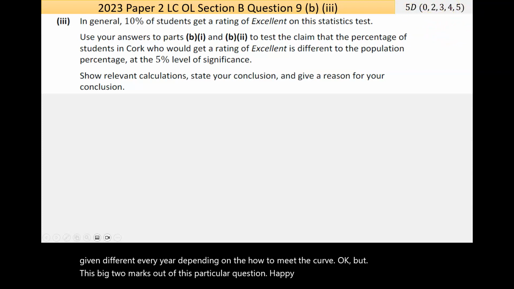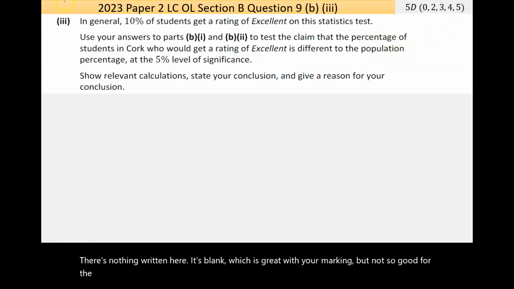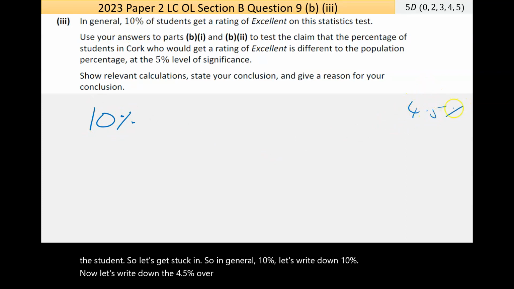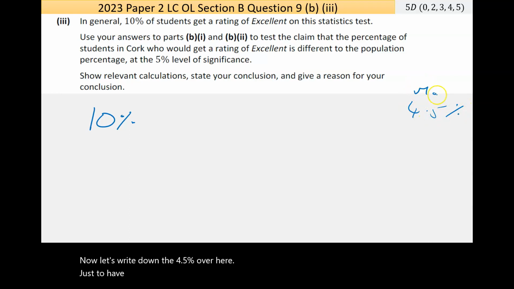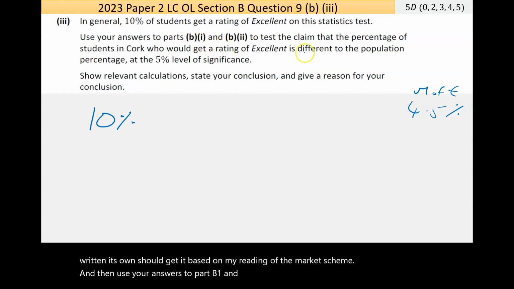Okay, for a lot of people, there's nothing written here. It's blank, which is great when you're marking, but not so good for the student. So let's get stuck in. So in general, 10%. Let's write down 10%. Now let's write down the 4.5% over here, just to have the attempt margin of error. Make it clear what it is. Okay, now even 4.5% when it's written on its own should get it based on my reading of the marking scheme. And then use your answers to part B1 and B2 to test the claim.